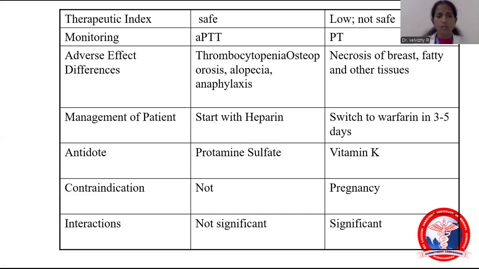If you want to start an anticoagulant for a patient, always start with heparin first and then switch over to warfarin. Within the third to fifth day, we have to switch over to warfarin. The antidote for heparin toxicity is protamine sulfate, whereas the antidote for warfarin is vitamin K. Pregnancy is a contraindication for warfarin, and for heparin it is not a contraindication.